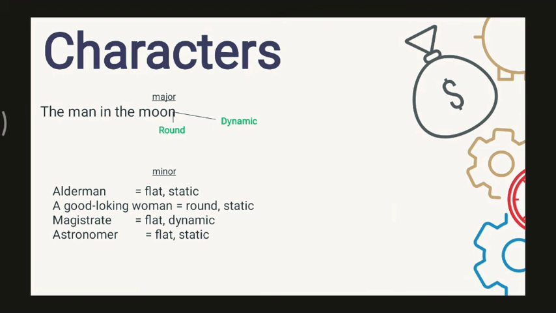The next is characters. We know that there are two kinds of characters, major and minor. The major character is the man in the moon, obviously.